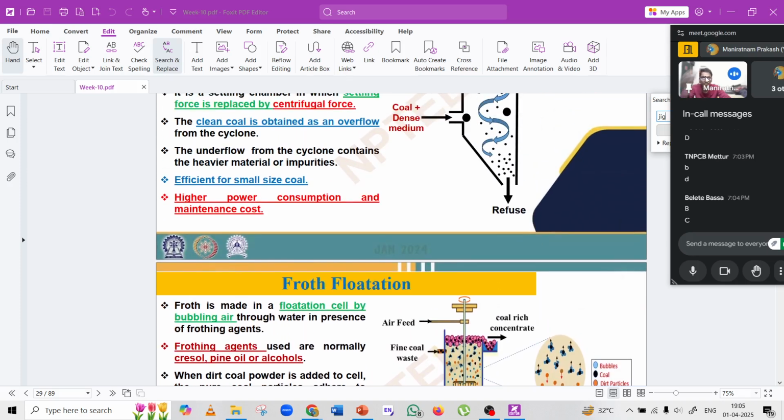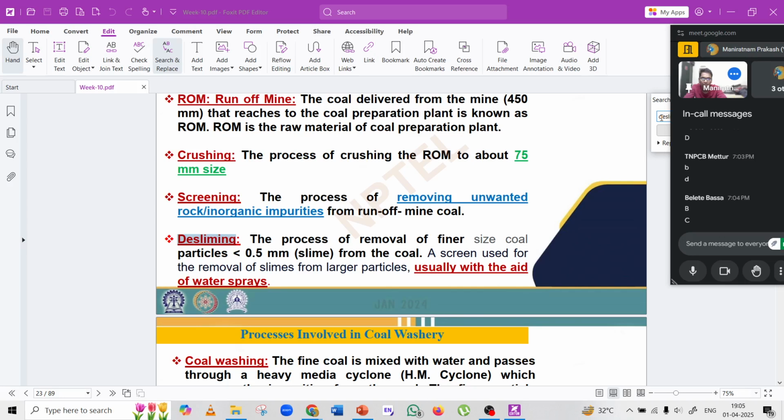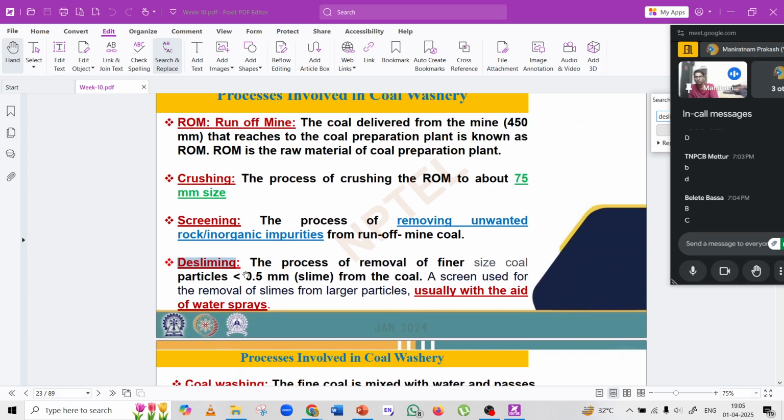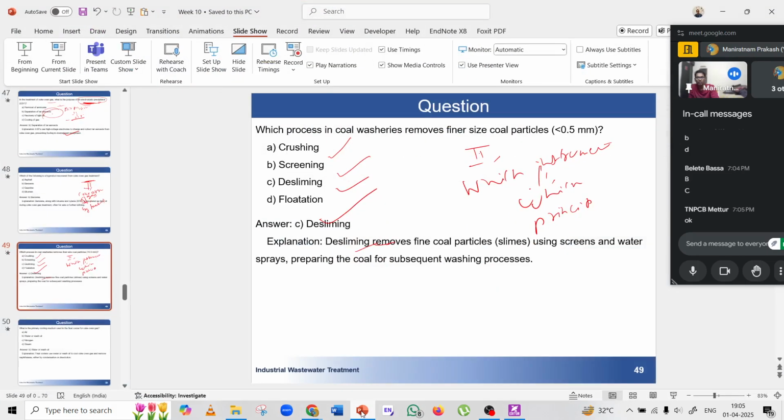Desliming. Here you can see the different processes. Desliming is the process of removal of finer size coal from the coal, usually with the aid of water sprayers. So your answer was B.